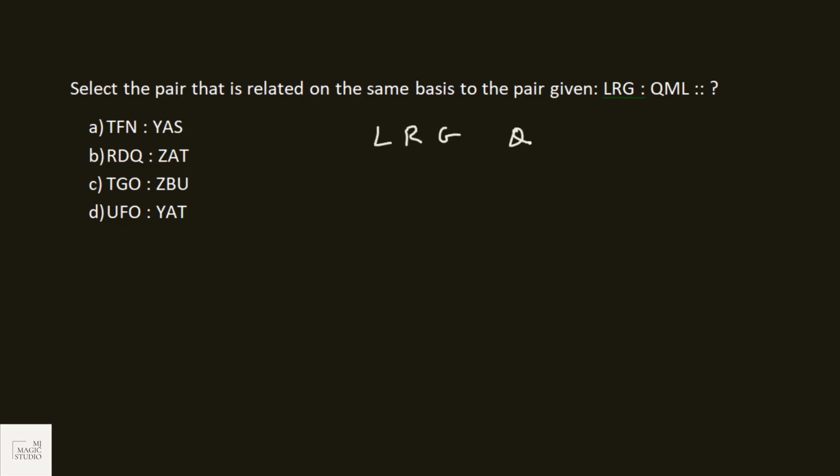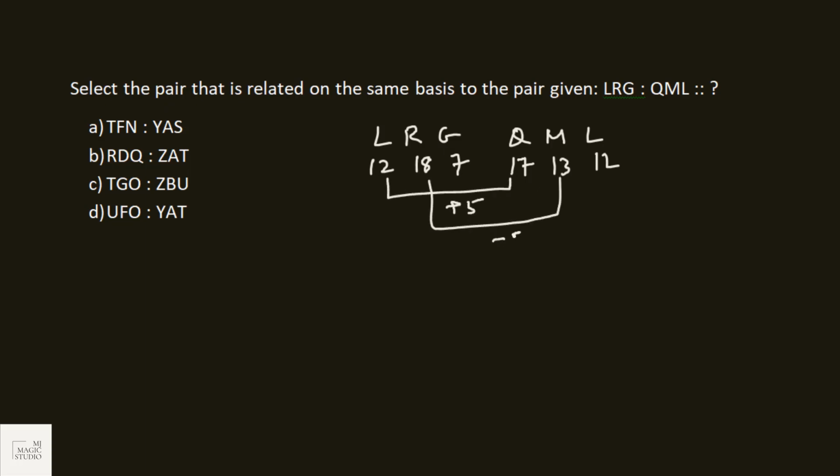LRG is to QML. Okay, I always try to follow with the numbers. L is 12th, R is 18th, and G is 7th. Q is 17th, M is 13th, and L is 12th. Okay, we can see the relation. It is plus 5. Then 18 becomes 13, it is minus 5. And then 7 becomes 12, it is plus 5. So you are looking out for the pair where we can find this relation: plus 5, minus 5, and plus 5.